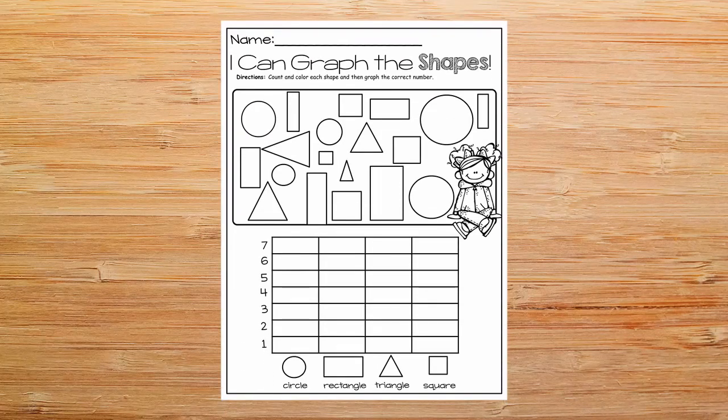Our second worksheet is all about graphing shapes. Let's see where the pencil is pointing. Yes, it is pointing at the circle. So we need to find and color in all the circles above. Let's do that now.